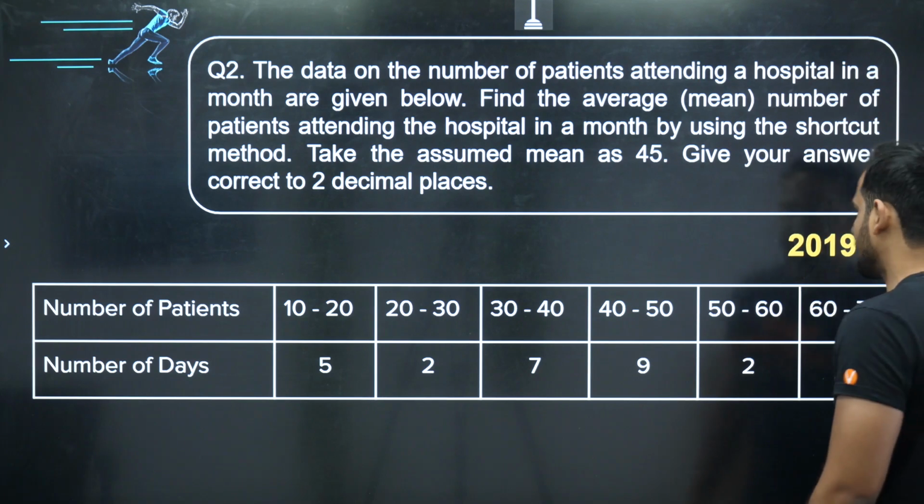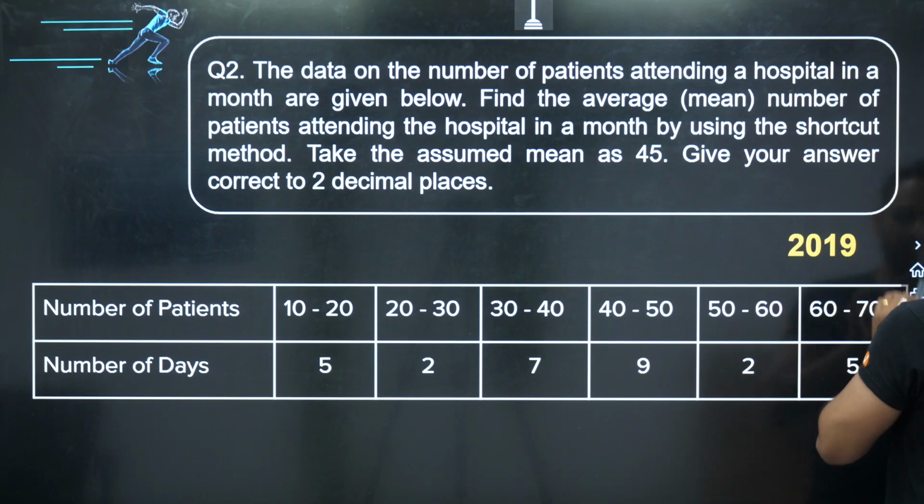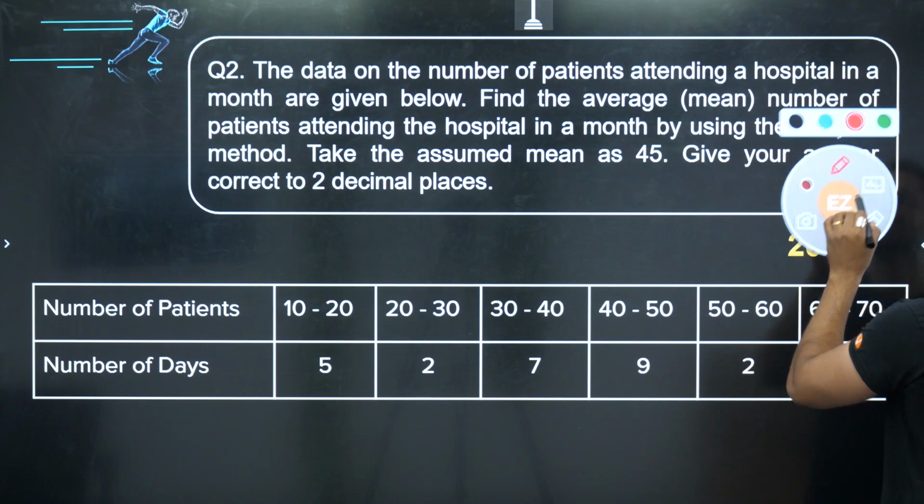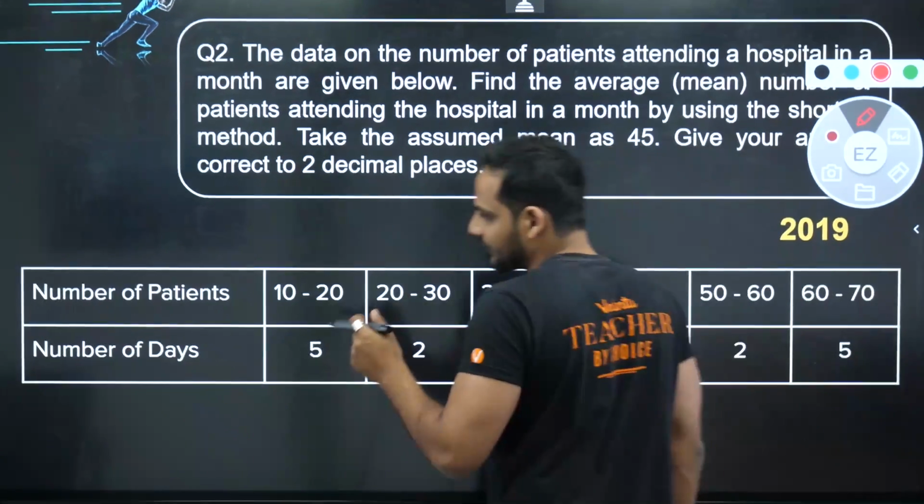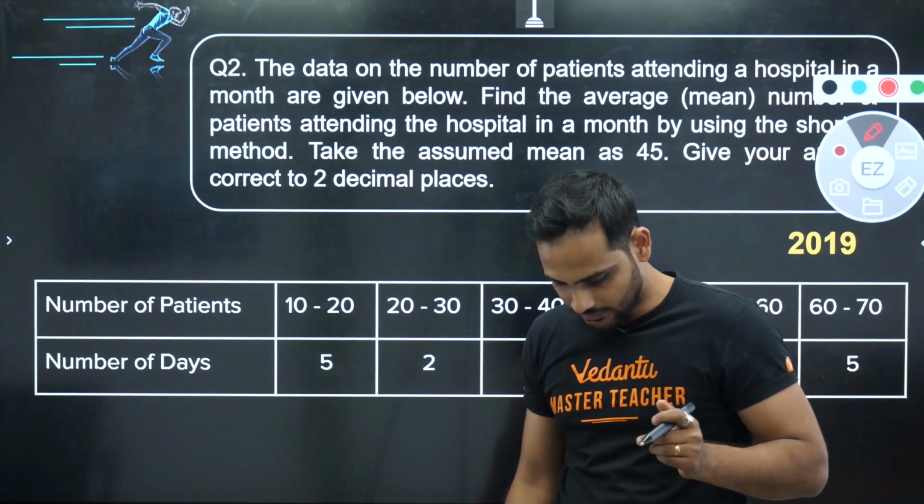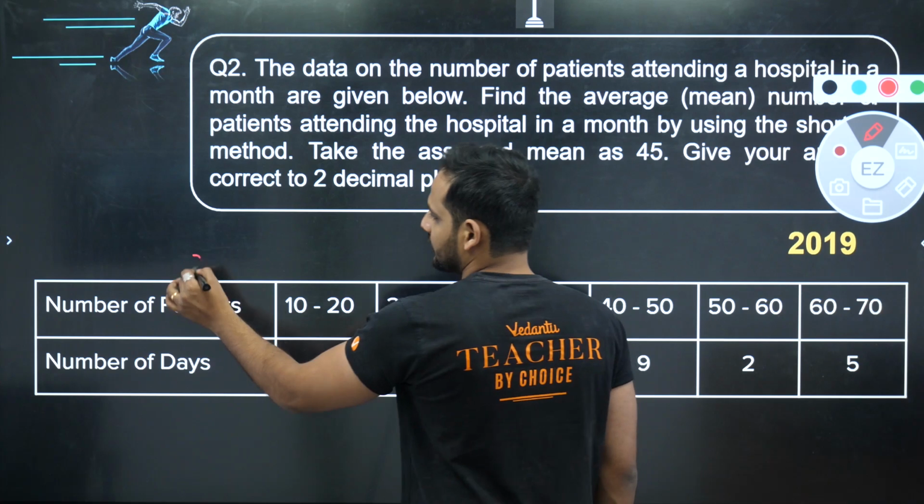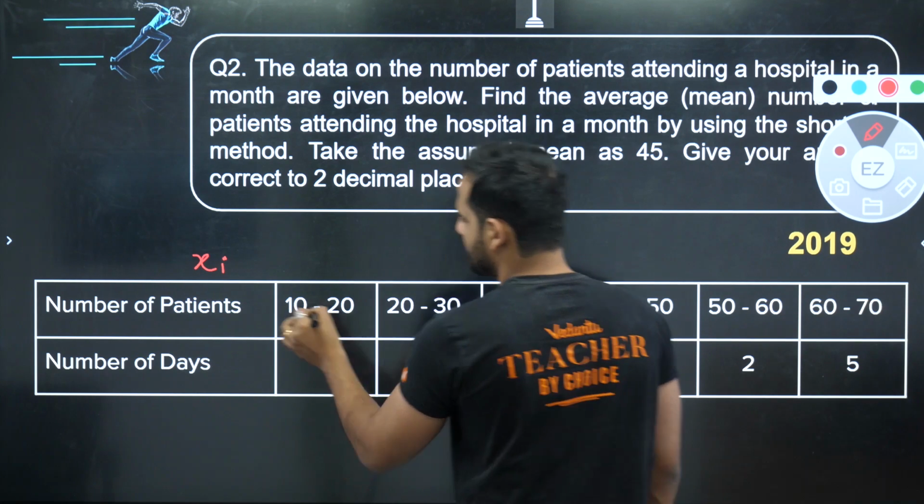So beta, in this kind of questions, the most important thing is drawing the table. If you have to use the assumed mean method or the shortcut method, you know that you want to first get the class mark, the value of class mark, which is called xi. So this is the middle value of that.